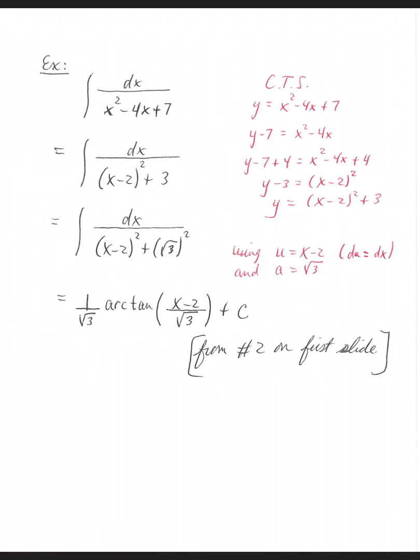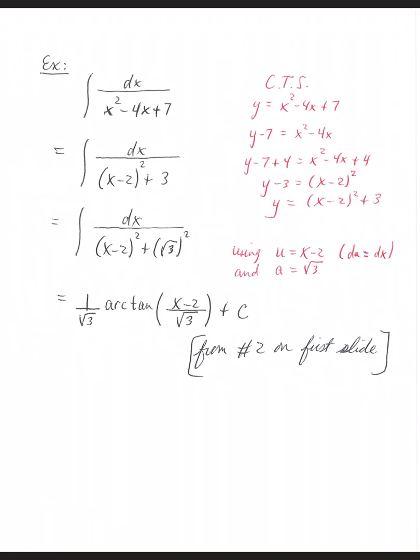This can be written as x minus 2 quantity squared plus 3, which can further be written as x minus 2 quantity squared plus square root of 3 squared. That's just 3, but we write it so that we can recognize u and a. U is x minus 2. Its derivative is just 1 dx. And a is square root of 3.